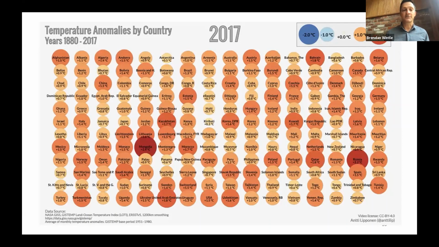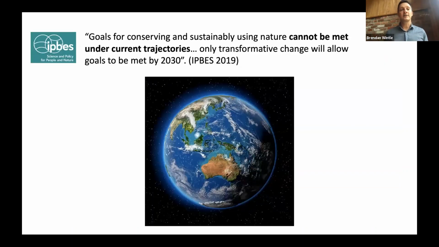Absolutely a terrifying trend. So the overall finding: goals for conserving and sustainably using nature cannot be met under current trajectories. This is the IPBES grand conclusion. Only transformative change will allow goals to be met by 2030. And I think it's going to have to be pretty dramatic transformative change.